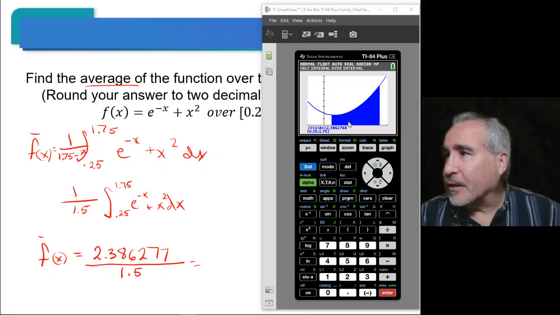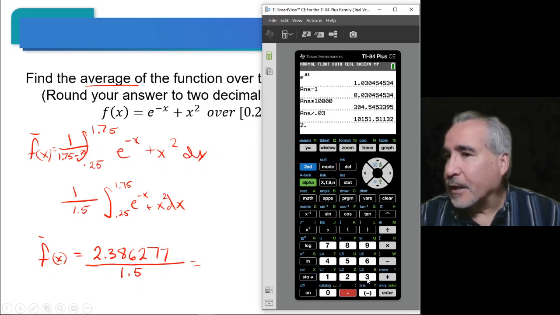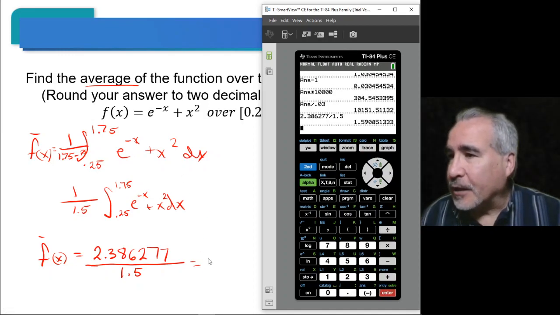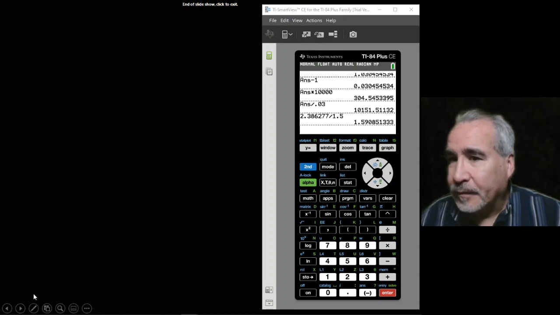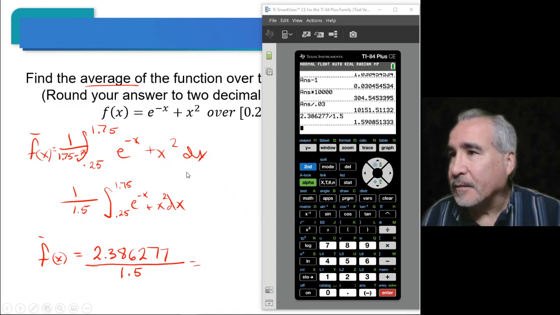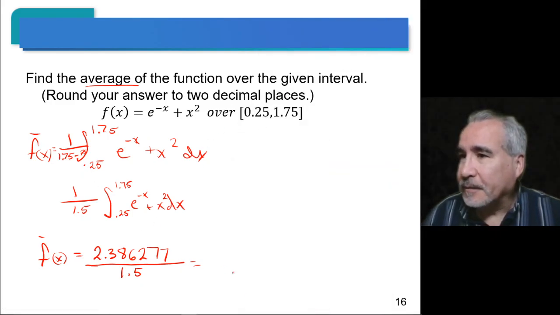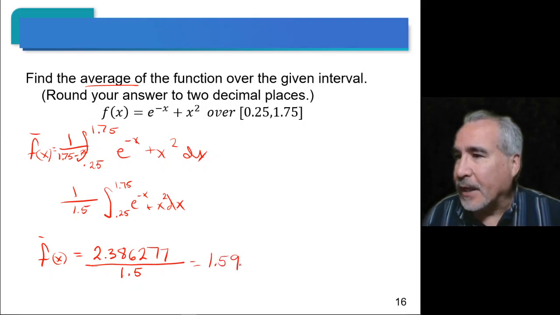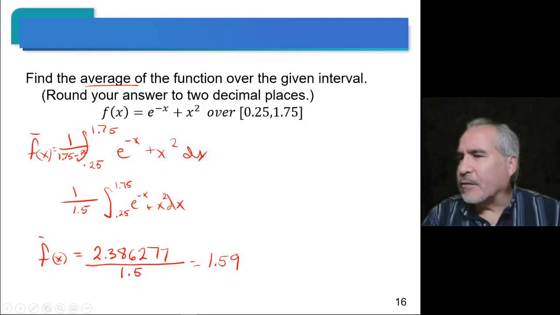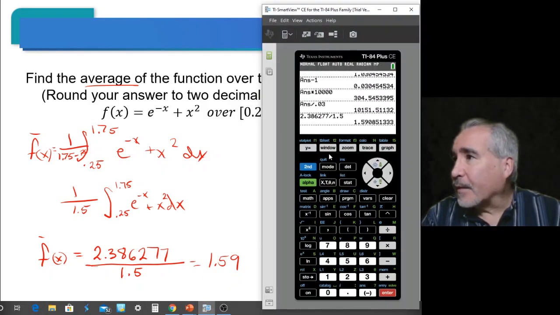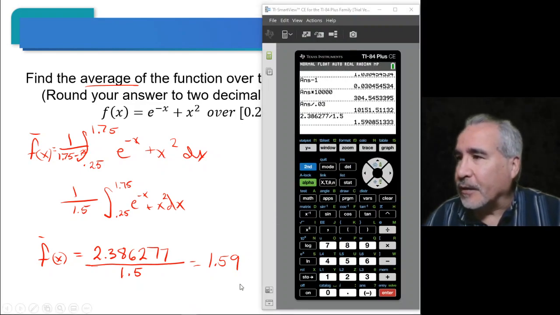Okay, and then we're going to come back and we're going to see what that would look like. So let's go do that. 2.386277 divided by 1.5, we get that our average is 1.59. Let's remember that. And usually they want you to round it, I think, to 2 or 3 decimal places. Do whatever they say. 1.591. Okay, so 3 decimal places.